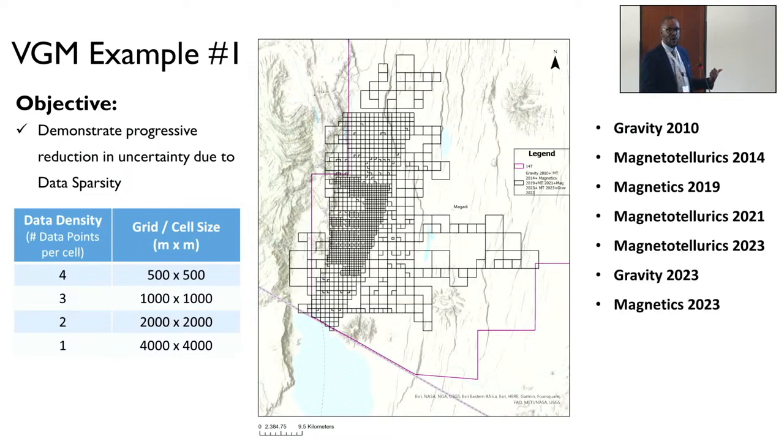We took magnetotellurics in 2021, 23, and gravity in 23, magnetics 23, and now you can see a whole density of the half by half kilometer grids in a certain area, which tells you that that is where the focus is, and that's where we are looking more closely at prospectivity. Now, this is the most basic use of the method. We can start to go a little more complicated.